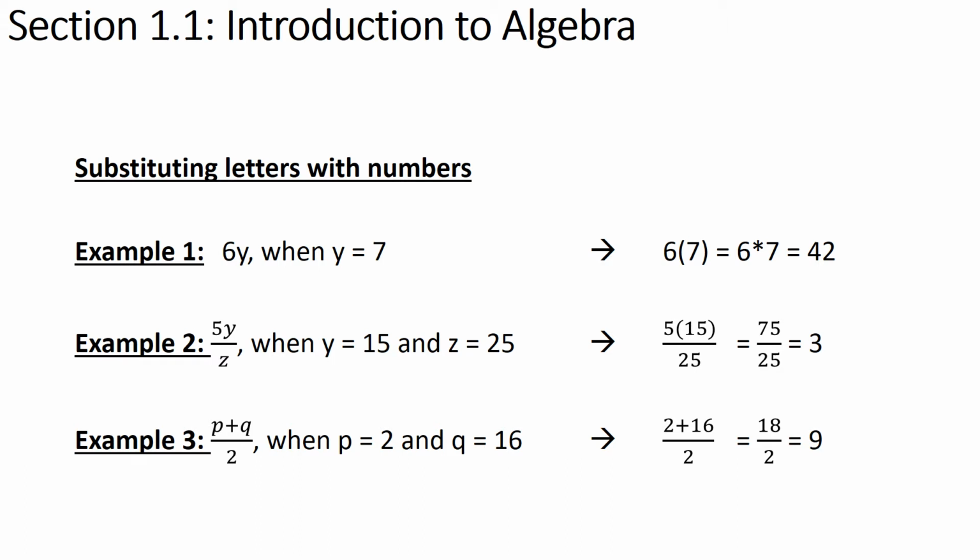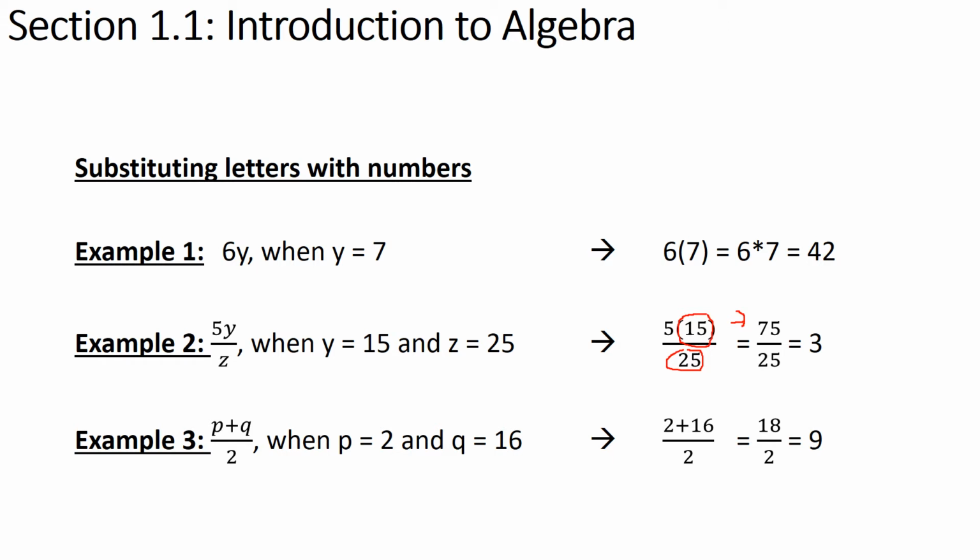Example 2, 5y over z when y is 15 and z equals 25. We simply put the 5 and the 15 where the y is, 25 where the z is. We multiply 5 times 15, and that gives us 75 over 25. Simplified, that is 3.